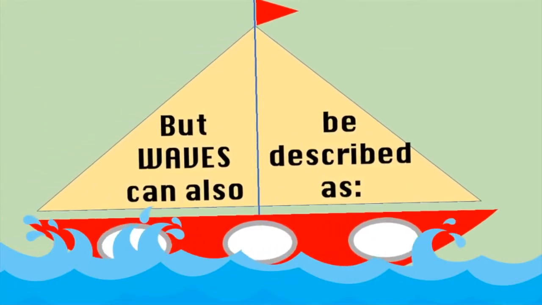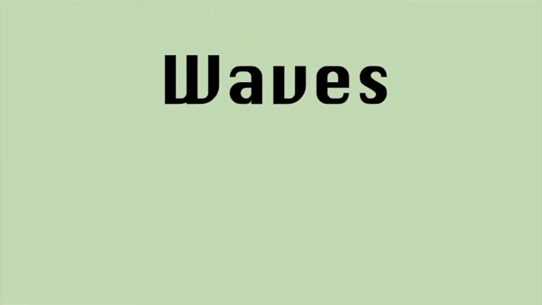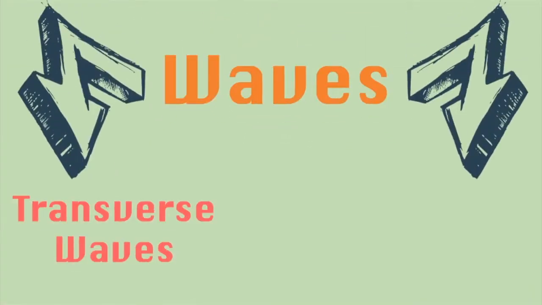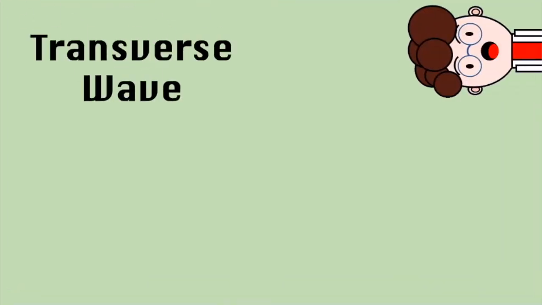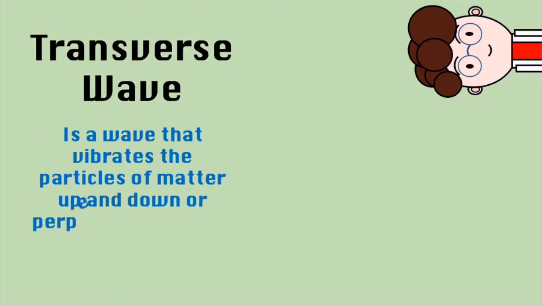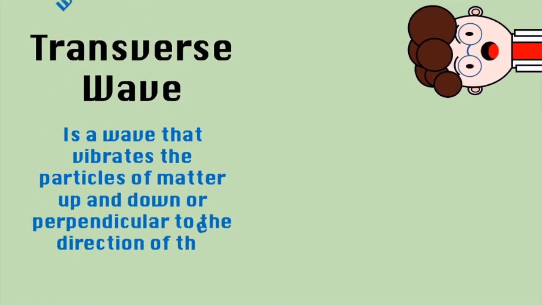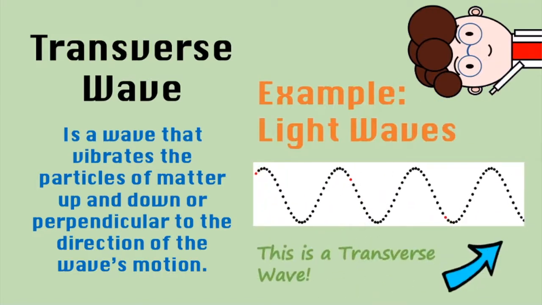But waves can also be described as transverse waves and longitudinal waves. A transverse wave is a wave that vibrates the particles of matter up and down, or perpendicular to the direction of the wave's motion. An example of that might be light waves. Here, this is a transverse wave.